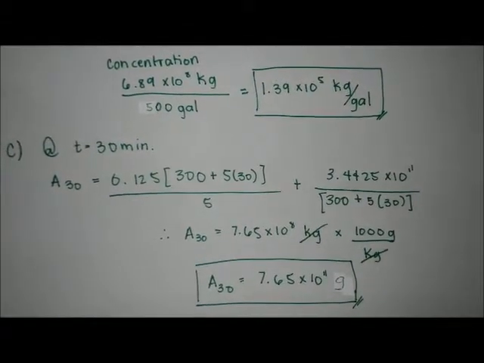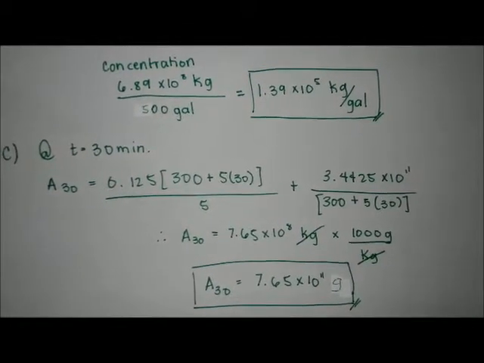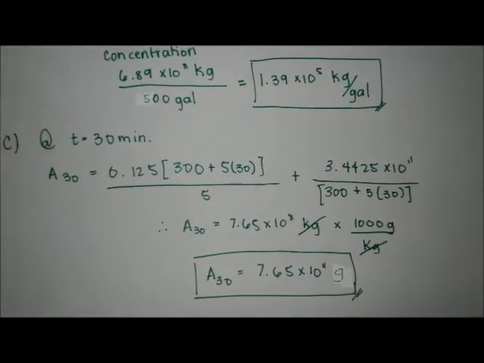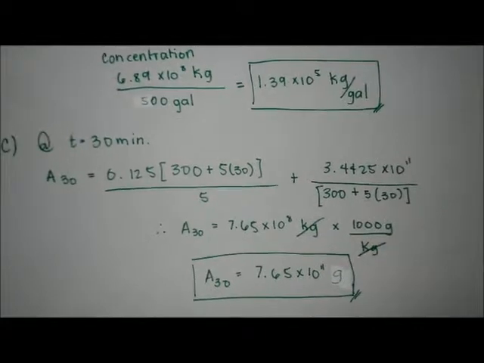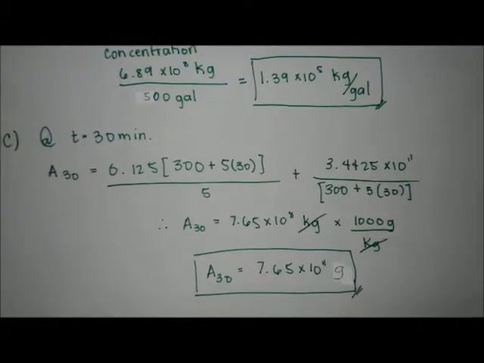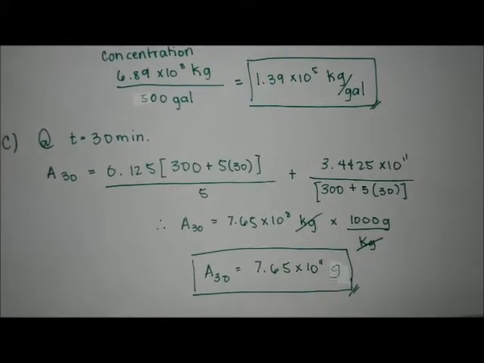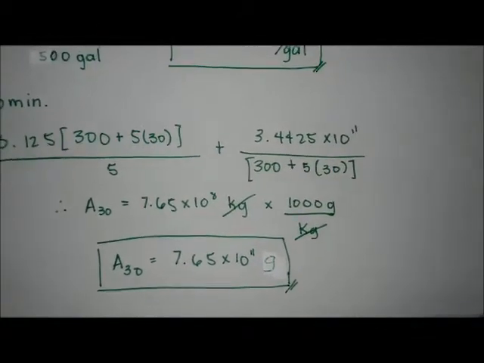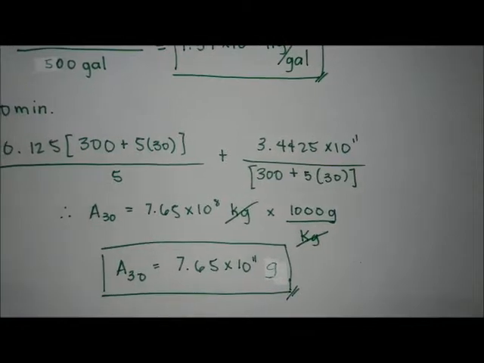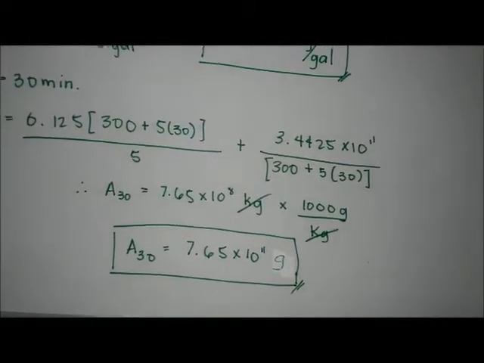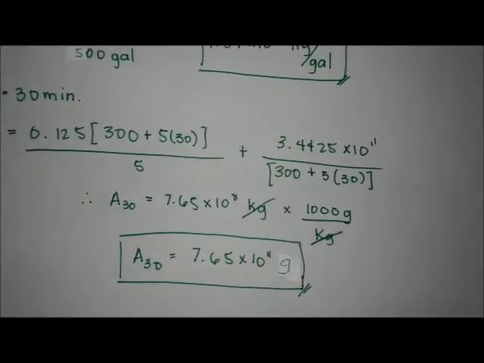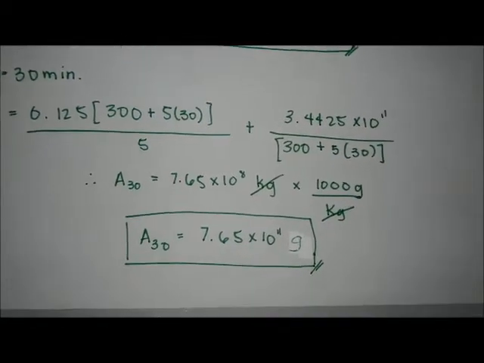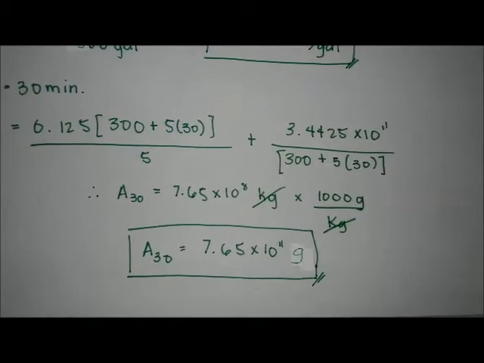So for the third question, we'd use the same equation as earlier, but instead we'd be using t is equal to 30 minutes instead of 40 minutes, which would give us an amount of 7.65 times 10 raised to 8 kilograms. But then the question asks for us to present it in grams, so we just have to multiply it by 1,000 grams, which would give us 7.65 times 10 raised to 11 grams.